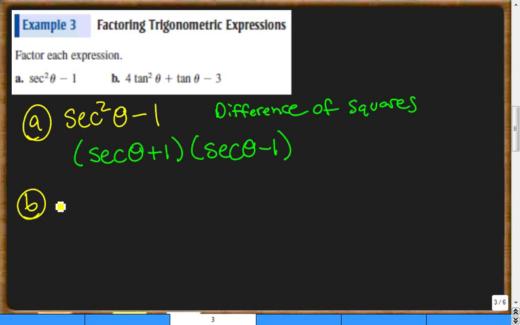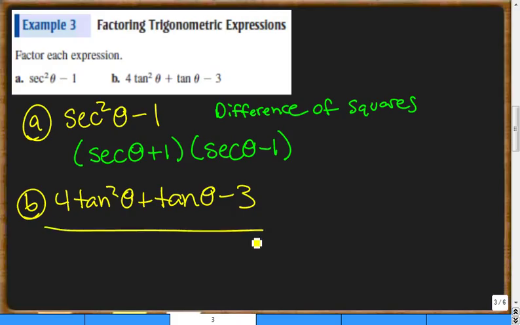For b, we have 4 tangent squared theta plus tangent of theta minus 3. So this is a little more complicated. This is a full quadratic where we've got a constant and we've got our first term, second term. So what we need to do here is factor, and we need to figure out ways to get the numbers to work the way we want.